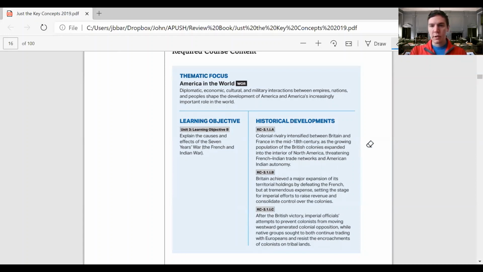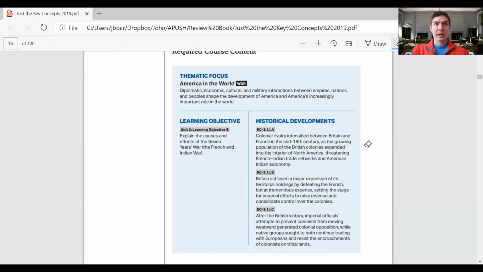Let's see. So colonial rivalry intensified between Britain and France. This is especially going to happen as both countries are competing to work with Native Americans for the fur trade. More people are coming into British colonies than into French colonies. As more British subjects come into North America, they're threatening a lot of the trade networks that the French have developed with Native Americans, because Native Americans start working with the British.